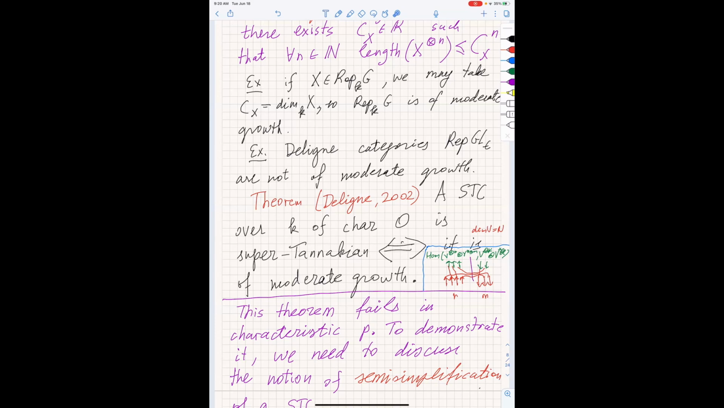So, I'm going to discuss now how exactly this theorem fails, how this can be corrected, and how it can be used to prove our theorem.